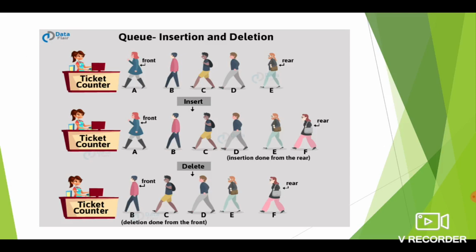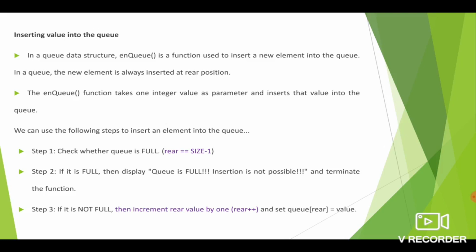This is one more real life example for queue insertion and deletion. See, in the ticket counter, several persons are waiting in the queue. Whenever a new person comes, he enters the queue at the rear end position. Who gets the ticket first? The person who is standing in the front position. So he will get the ticket first. This is what happens in queue insertion and deletion.